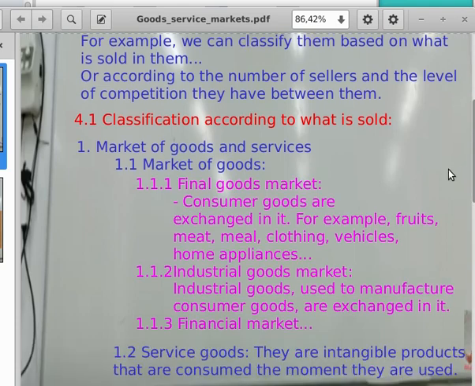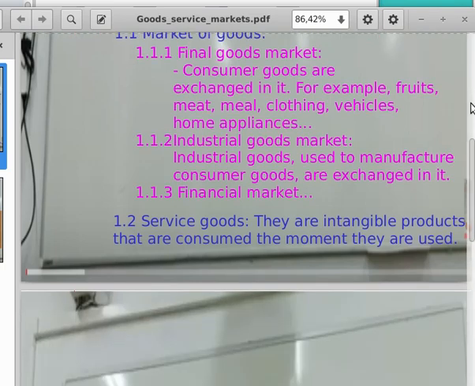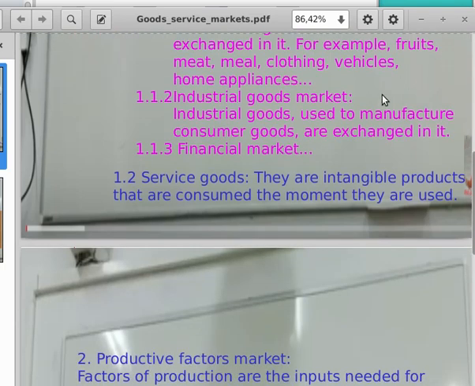For example, the market of goods and services. In the first type, the market of goods, there is the final goods market, where consumer goods are essential, for example fruits, meat, clothing, vehicles, homes. Second, the industrial goods market, where industrial goods used to manufacture consumer goods are exchanged. And finally, the service market: services are intangible products that are consumed at the moment they are used.